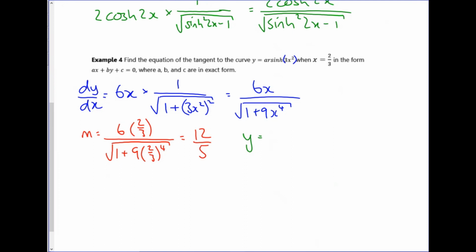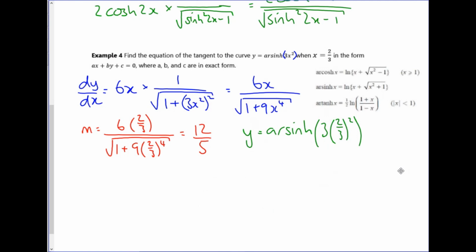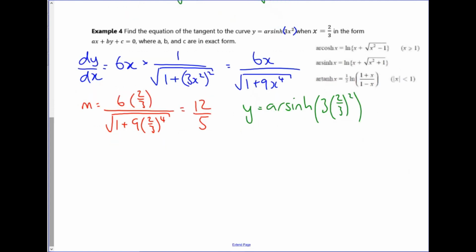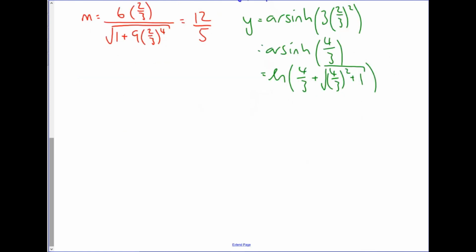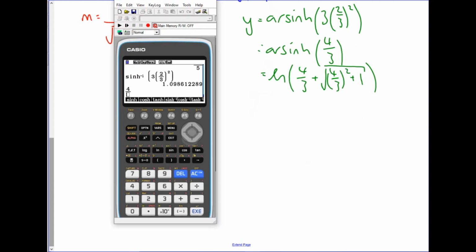I also need a y value to work out the equation of the tangent, because I've got the x value, so I need y. So I've got arsinh of 3 times (2/3) squared, which is 4 over 3. So this is arsinh 4/3. And if you stick 4/3 into your ln formula, so ln of 4/3 plus root 4/3 squared plus 1. You can work out the bit inside the ln in your calculator if you like.